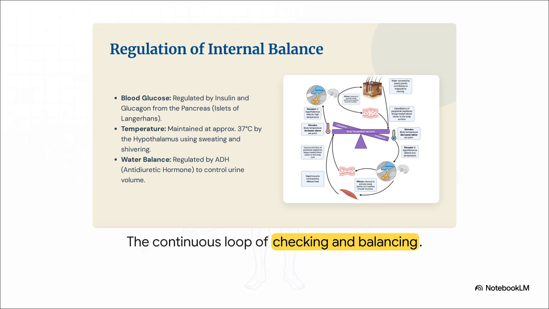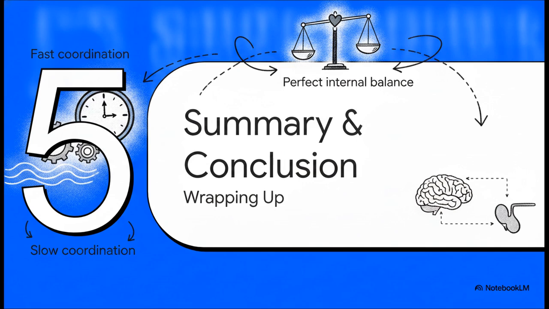Let's look at a few examples. Blood glucose is regulated by insulin and glucagon, which come from the islets of Langerhans over in the pancreas. Then you have your body temperature, which is tightly maintained at approximately 37 degrees Celsius by the hypothalamus. It does this by utilizing sweating when you need to cool down, or shivering and peripheral capillary constriction to help you retain heat. Finally, your water balance is regulated by antidiuretic hormone, or ADH for short, which tightly controls your overall urine volume.